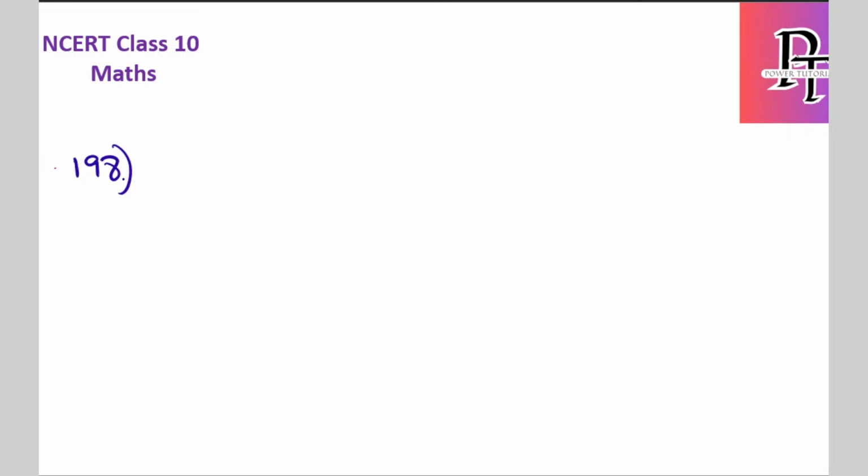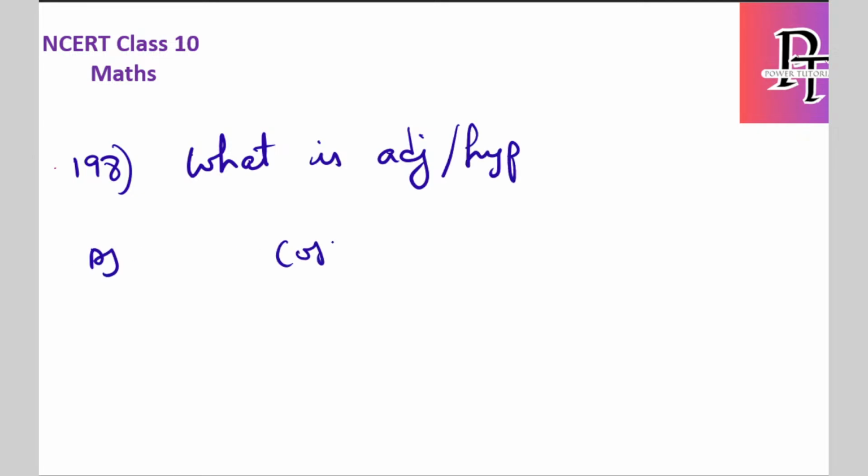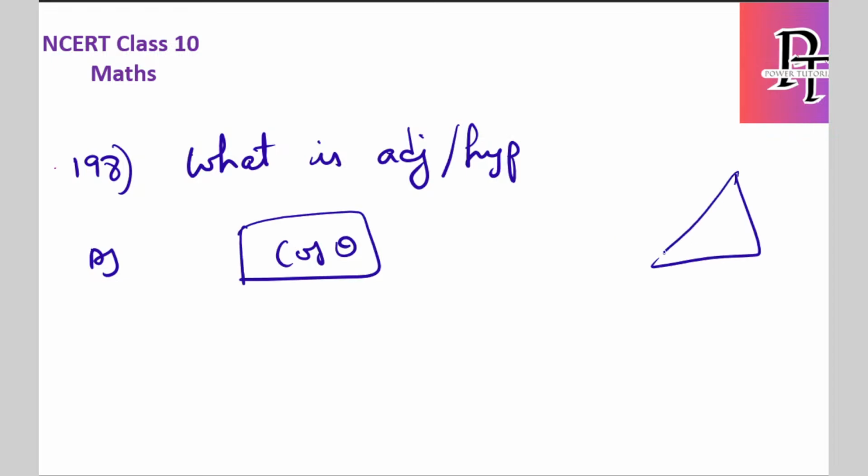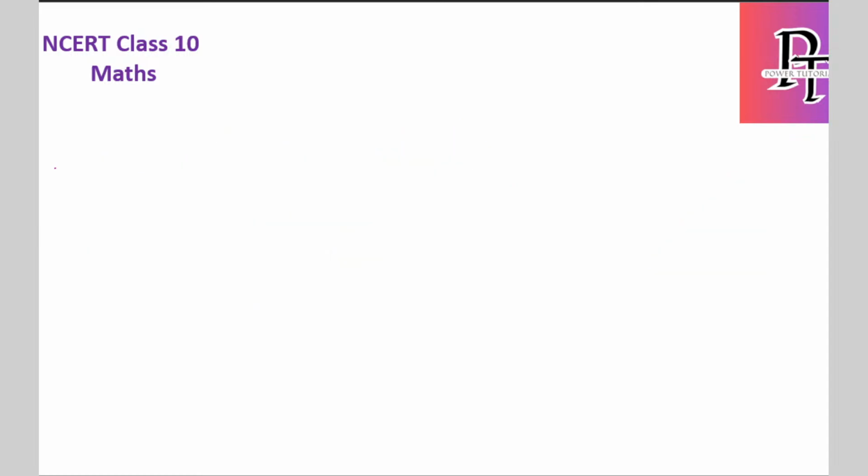What is adjacent by hypotenuse? It is just again the same question. What is adjacent by hypotenuse? The answer should be cos theta. Same concept. If this is a triangle, this is theta, then this by this will become cos theta. It is adjacent by hypotenuse. Let's go to the next one.